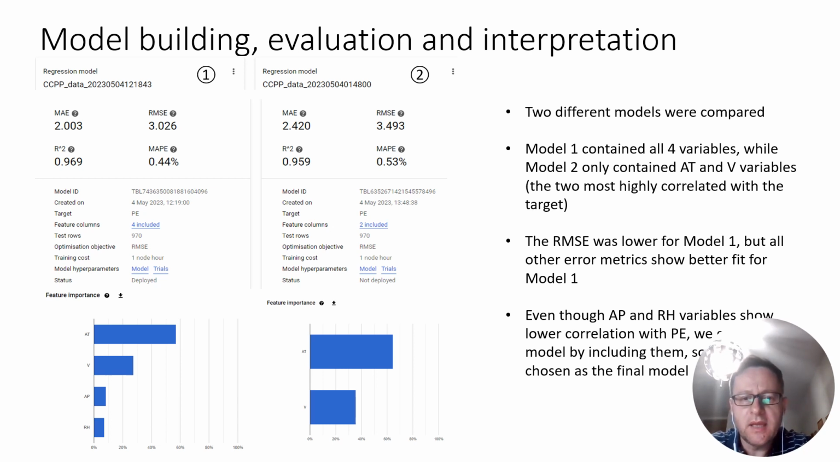And what we can see is that the RMSE, and actually all other error metrics, including the R squared and the MAPE, are showing better performance for model 1 than for model 2. So I went with model 1 at the end, and that was my final version, and that was chosen and deployed. Thank you.